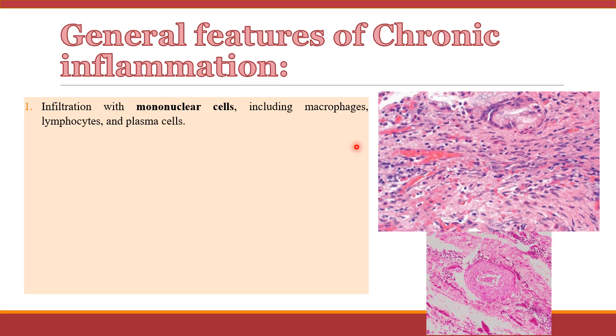The second feature of chronic inflammation is continuous tissue destruction or necrosis. This is caused by the destructive effect of the inflammatory cells. So we can see areas of necrosis in the inflamed tissue. Then, because this is a prolonged process, we will see some attempts of the body to heal the damage and some changes in the vessel walls.